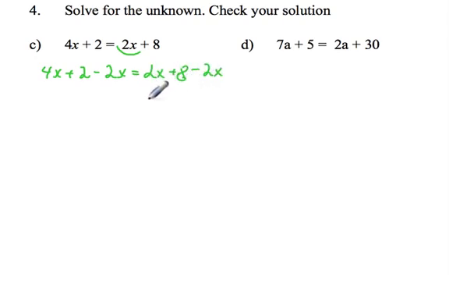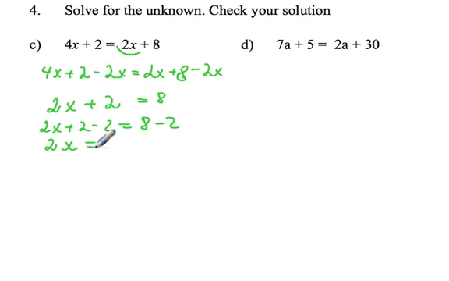2x minus 2x is 0, so that leaves 8 on the right. 4x minus 2x I can collect, that's 2x plus 2. My next step would be to move the 2 to the other side. So 2x plus 2 minus 2 equals 8 minus 2. 2 minus 2 is 0, leaves 2x equals 8 minus 2 is 6. And here we have 2 times x, so we're going to divide both sides by 2. 2 divided by 2 is 1, leaves x equals 6 divided by 2 is 3.